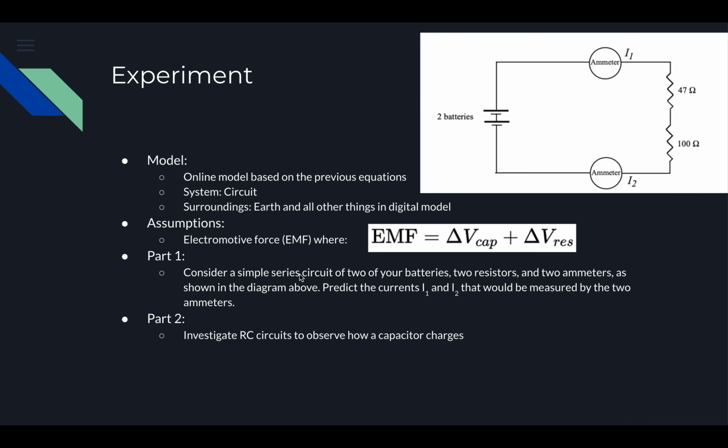In part 1, we consider a simple series circuit of 2 batteries, 2 resistors, and 2 ammeters, as shown in the diagram above, and we predict the currents I1 and I2 that would be measured by the 2 ammeters. In part 2, we investigate RC circuits to observe how capacitors charge.